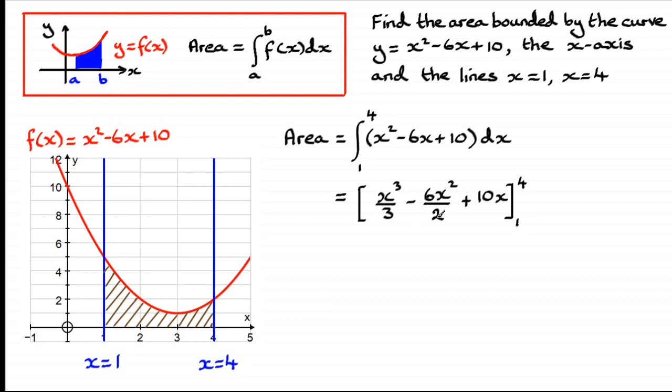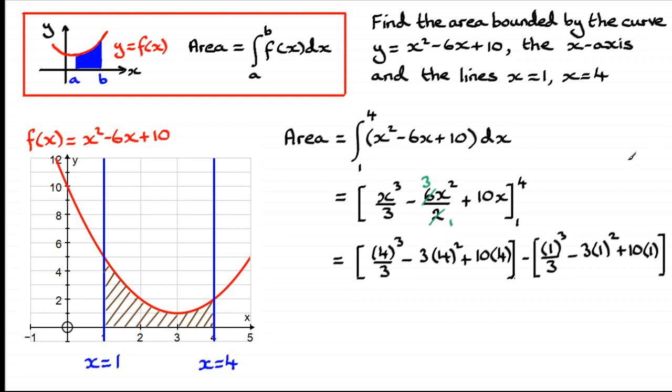I noticed the 6 and the 2 clean up, so worth cancelling that down to 3x squared. So if you do cancel that down, you're going to get that. Substitute in your limits, starting with 4, and then subtract what you get when you put the 1 through. And you'll see that if you evaluate those terms, you get this result, and tidying that up, it turns out to be 6.